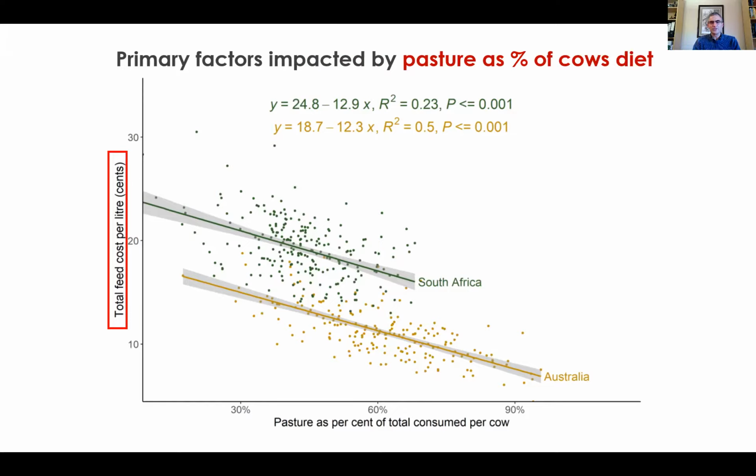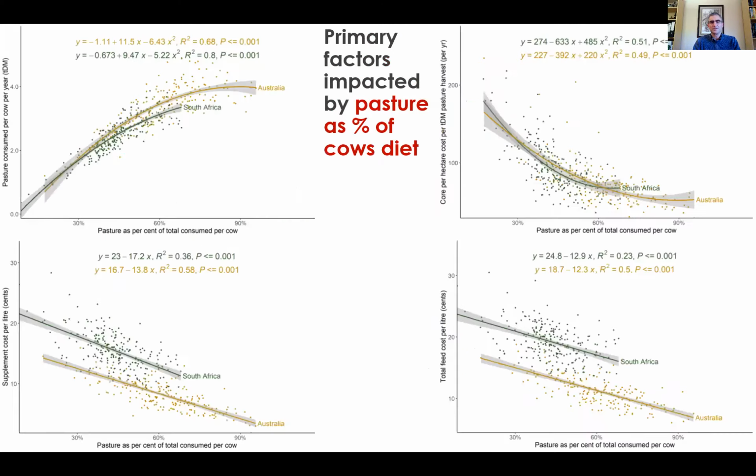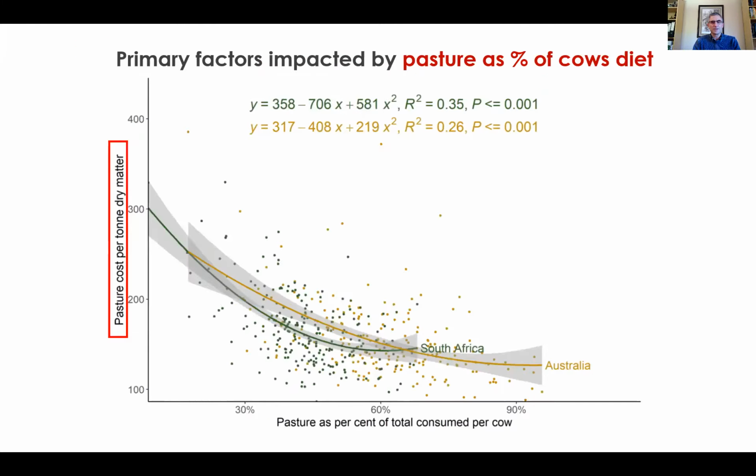The trends are similar and strong, with increasing diet pasture percent contributing to a decrease in total feed cost per litre. So these are the second set of four graphs. All of the trends are consistent and strong. What else does pasture harvest as percent of the diet influence?